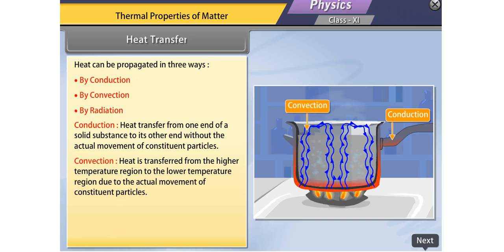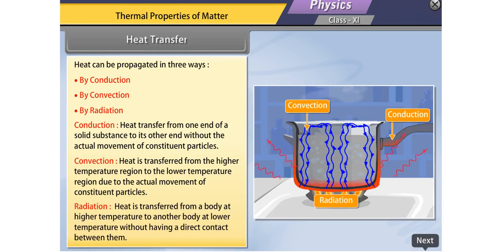Convection: heat is transferred from the higher temperature region to the lower temperature region due to the actual movement of constituent particles. Radiation: heat is transferred from a body at high temperature to another body at lower temperature without having a direct contact between them.